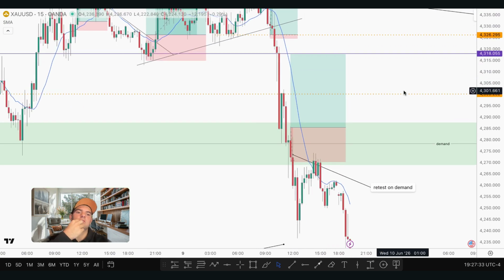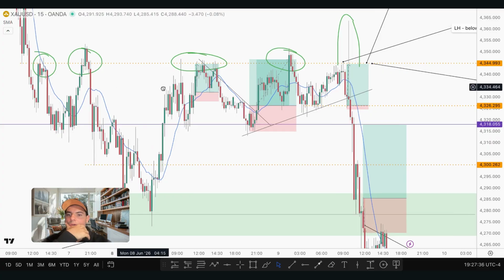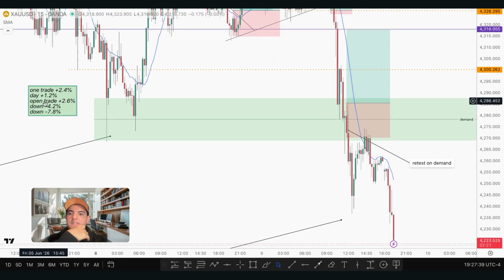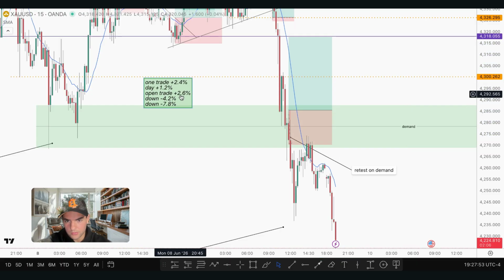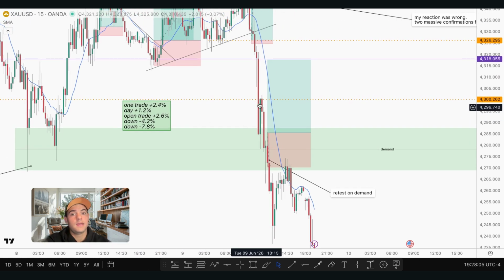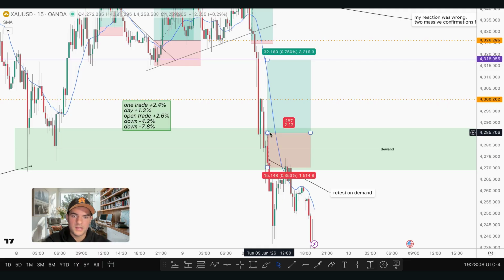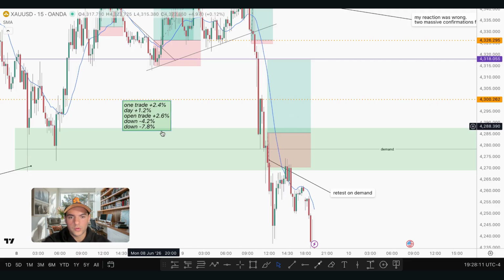And I was up right here about 2.6% in the trade, right? So it wasn't exactly this trade, but I had entries around here, the 87, and then another entry around the 4300. And on this trade alone, I was up about 2.6 on top of the 1.2 I had already realized for the day. So that would have put me close to 4% on the day, and I didn't close and the trade reversed. So I opened again and ended up being down 4.2. Then I opened another trade, ended up being down 7.8.